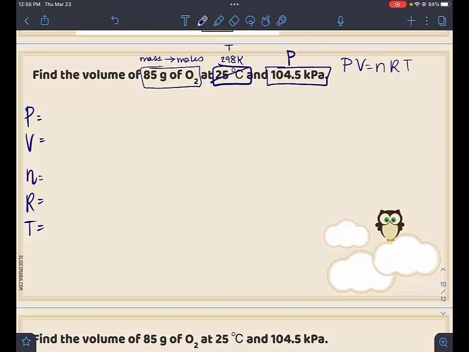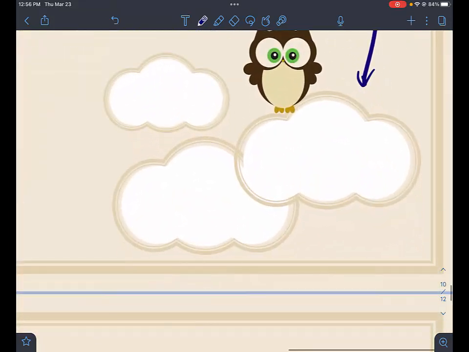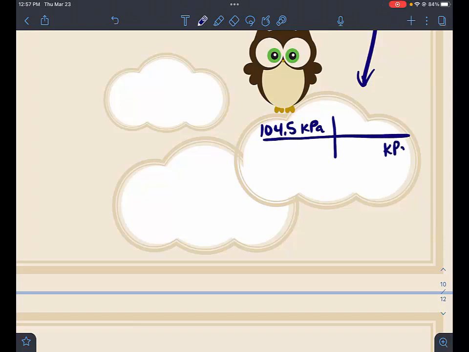Okay. Pressure is not in the right unit. 104.5 kPa. I'm going to solve that to atmospheres down here. We're going to convert to atmospheres for the ideal gas law. So 1 atmosphere equals 101.3 kPa. That's the conversion factor. So 104.5 divided by 101.3, do that in your calculator with me, pause, is 1.032.